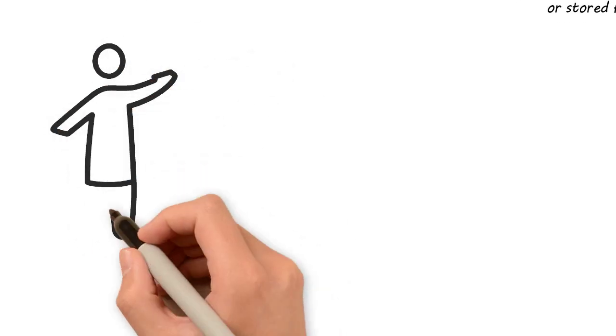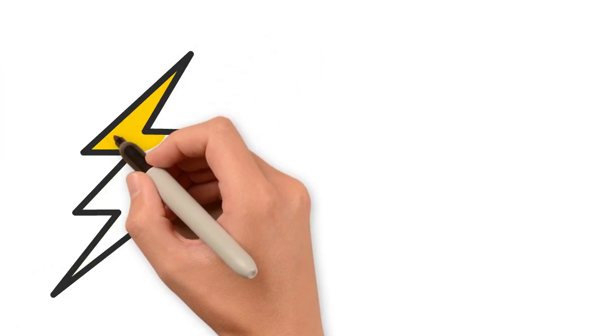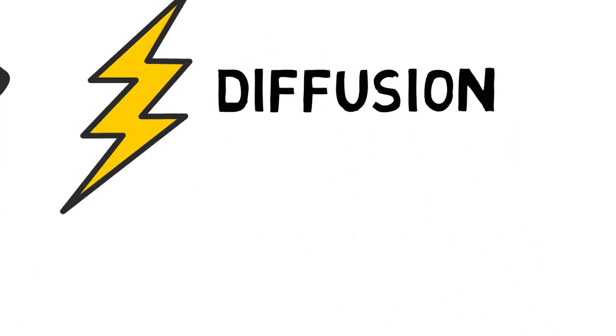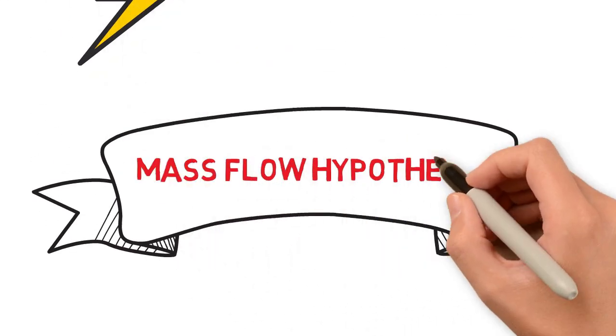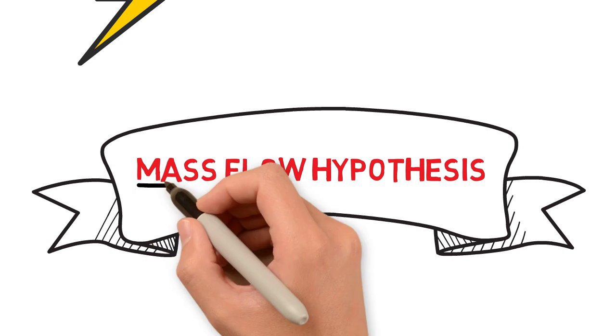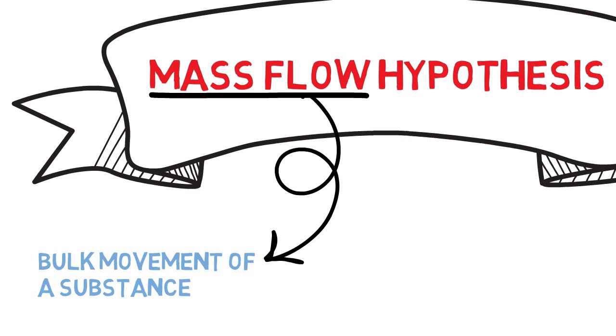So let's take a look at the mechanics of translocation, which actually isn't fully understood by scientists yet. Materials are transported too quickly to be explained by diffusion, and so scientists favour the mass flow hypothesis, which is a theory that you need to know for the exam. The wording mass flow simply refers to the bulk movement of a substance through a given area in a specified time.